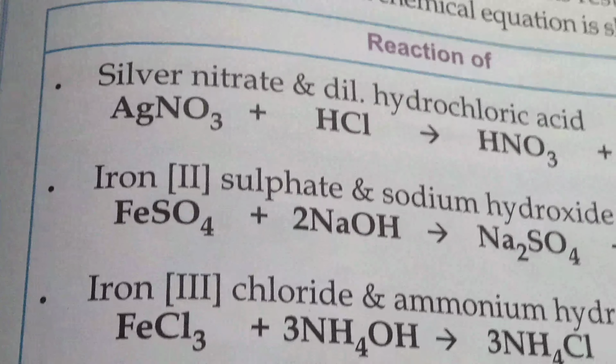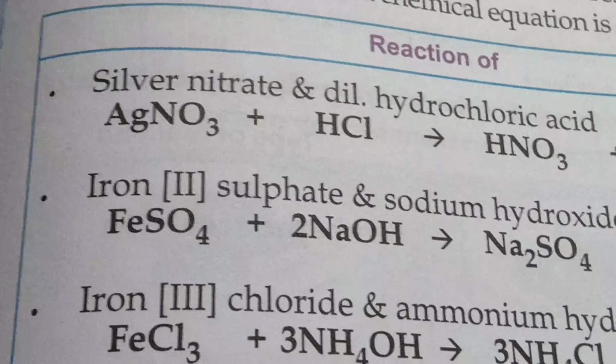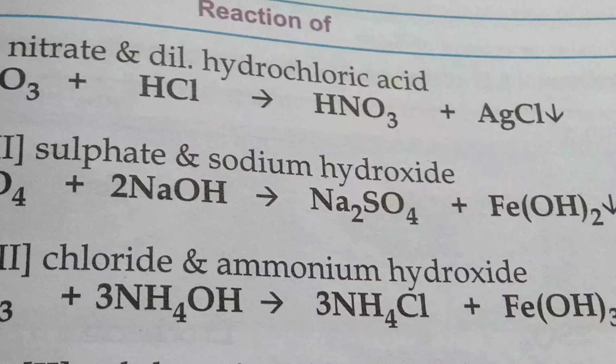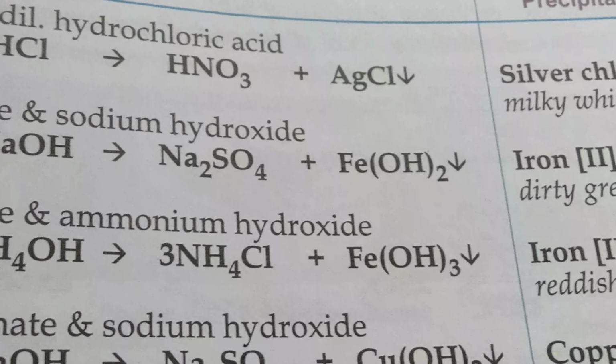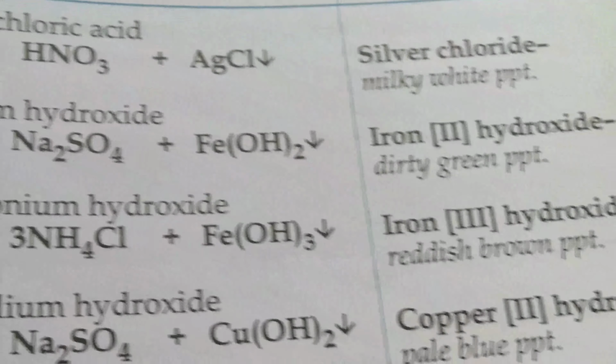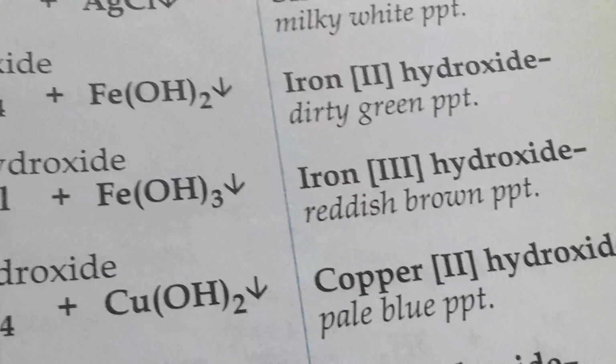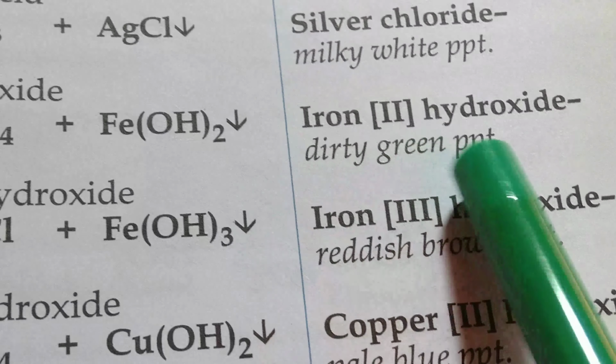Next, iron 2 sulfate and sodium hydroxide. Iron 2 sulfate plus sodium hydroxide, what is produced? Na2SO4, sodium sulfate, plus iron hydroxide. So here, iron hydroxide is a dirty green precipitate.